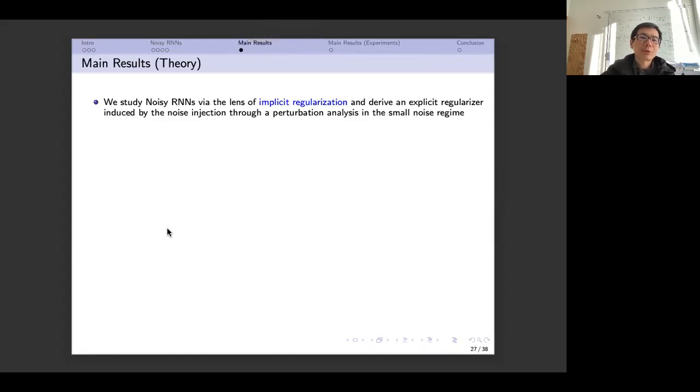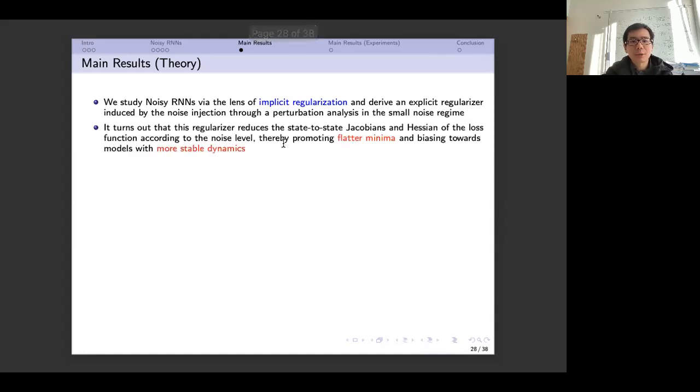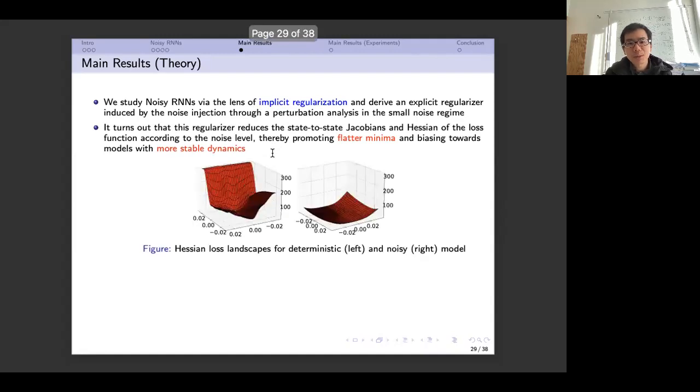So here are our main results. From the theoretical point of view, we study noisy RNNs via the lens of implicit regularization. In particular, we derive an explicit regularizer induced by the noise injections through a perturbation analysis in the small noise regime. It turns out that this regularizer reduces the state-to-state Jacobians and Hessian of the loss function according to the noise level, thereby promoting flatter minima and biasing towards models with more stable dynamics. As we can see from these Hessian plots, the loss landscape for the noisy models is indeed smoother than the one from the deterministic model.